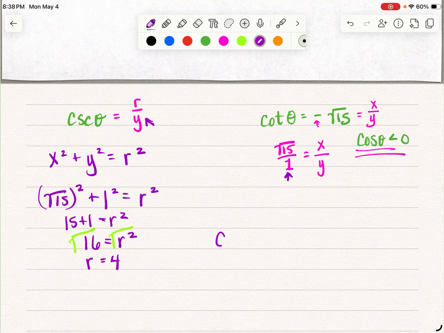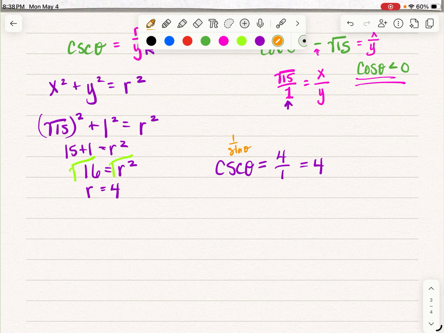So the cosecant is r over y. So 4 over 1, which of course is just 4. But I need to decide if it's positive or negative. Again, cosecant is just the reciprocal of sine, right? So if you have your circle, if you have your formula sheet, whenever we did tangent, I wrote this down 11 times.